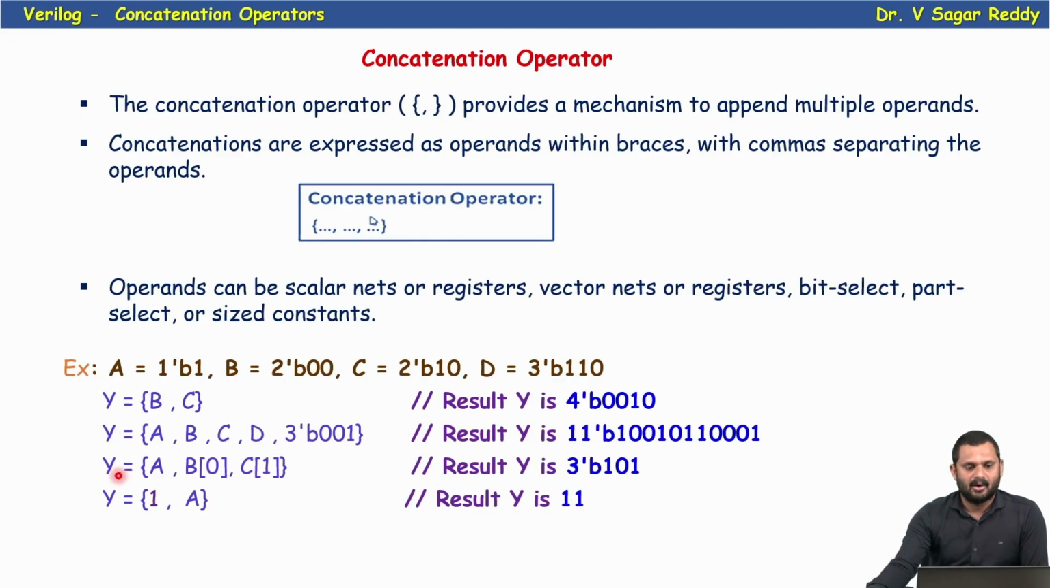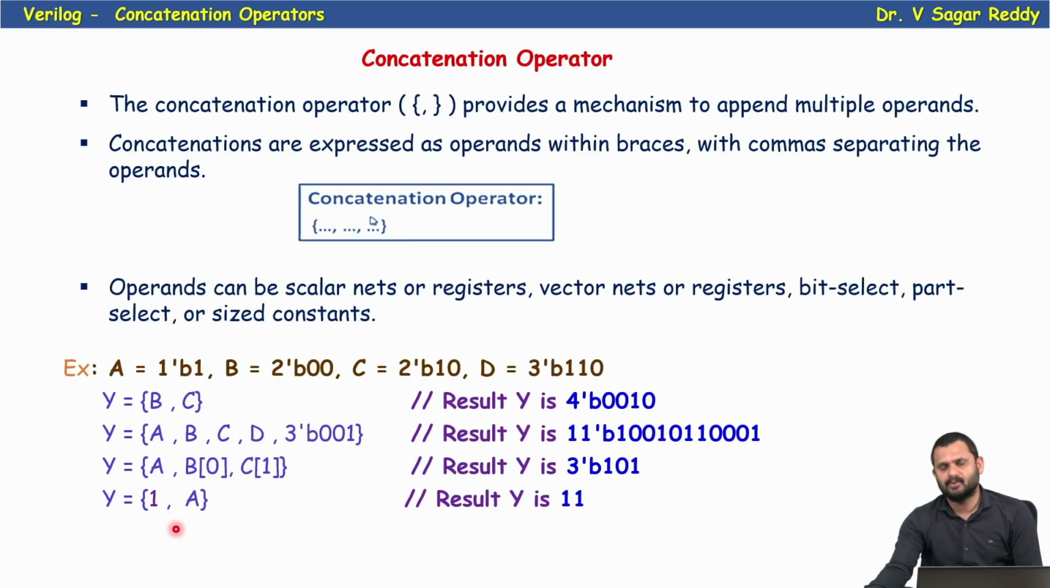Now here, y equal to {a, b[0], c[1]}. Like that also we can take, right? a is 1 bit, 1, b[0] is 0, and c[1] is 1. So 101. Now we'll get y equal to {1, a}. So result y is 11. What is a? y is 1 bit.